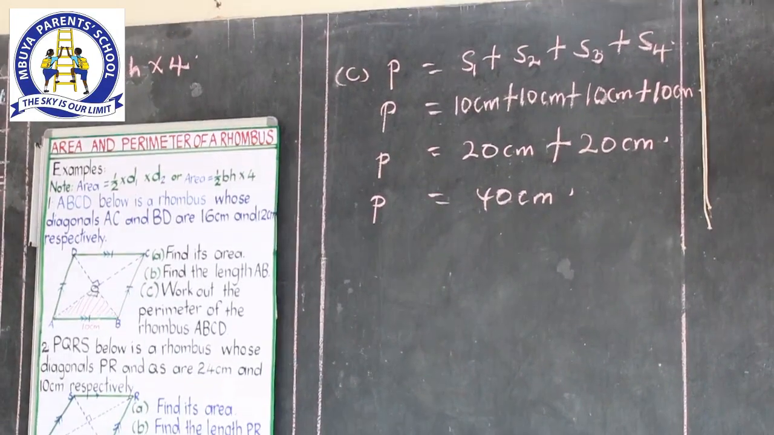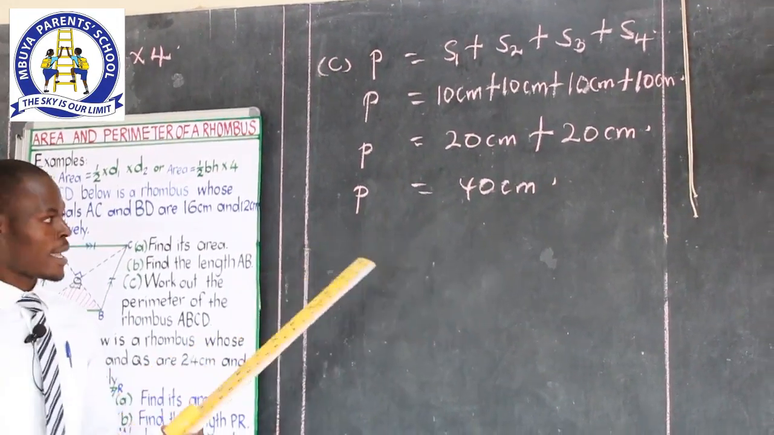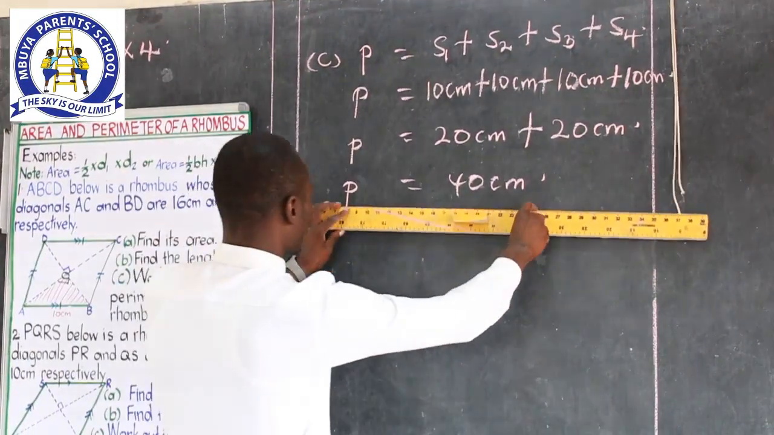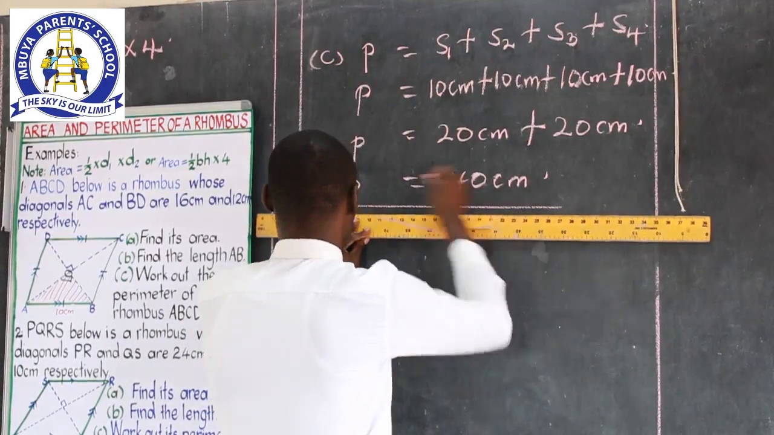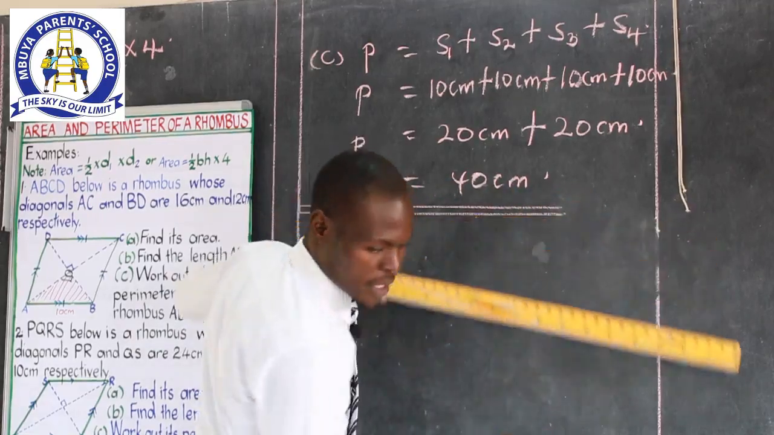After that, I want to emphasize the point of underlining your answers. Get a ruler, double underline your answers. It is very, very important, and I will keep giving you reasons why we have to do so.